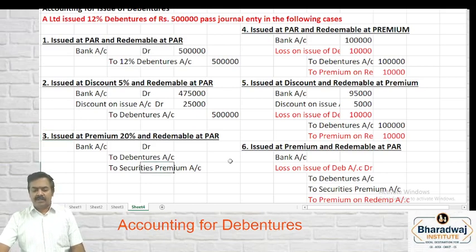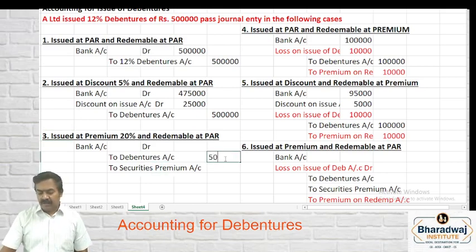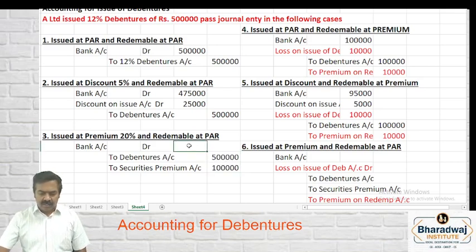Let's assume it is issued at a premium of, for example, 20%. What is the entry we will pass? To debentures will be 5 lakhs. To securities premium will be 20%, that is 1 lakh. Totally how much? 6 lakhs.